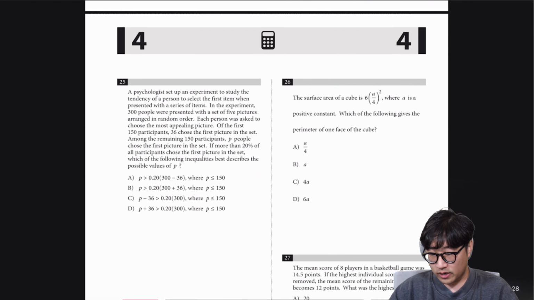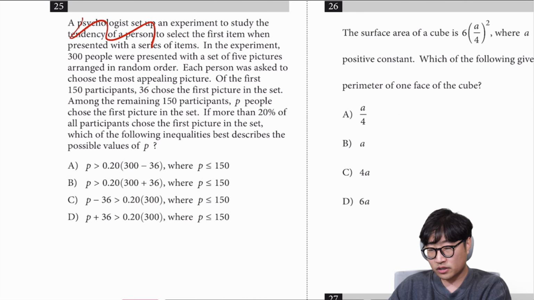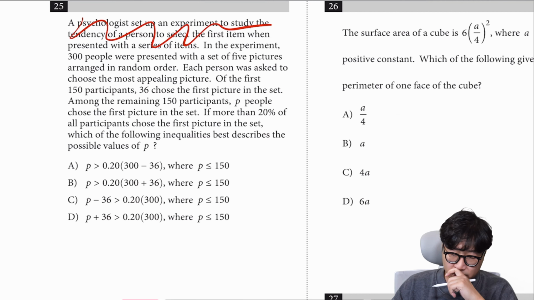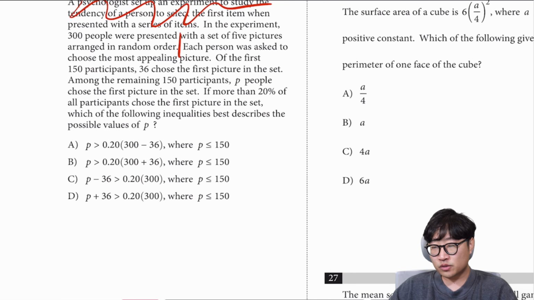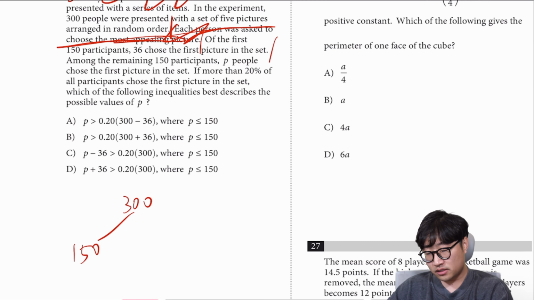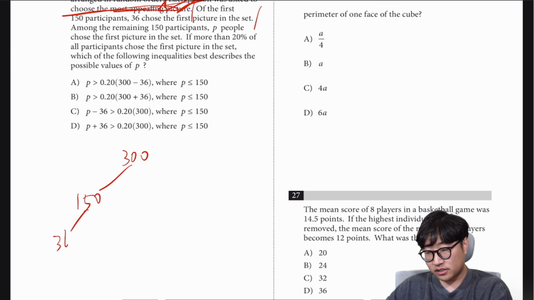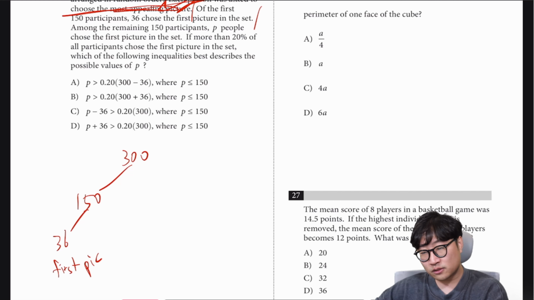All right, number 25. Oh my goodness, so long. A psychologist set up an experiment to study. Cool story, bro. In the experiment, 300 people were presented with a set of 5 pictures arranged in random order. Each person was asked to choose the most appealing picture. I didn't need to read that. Of the first 150 participants, 36 chose the first picture in the set. Stop. So there's 300, and out of that, there's 150. Out of that, 36 chose the first pick. However you want to mark it, but I like the tree diagram way of noting it, so that's why I do it like that.